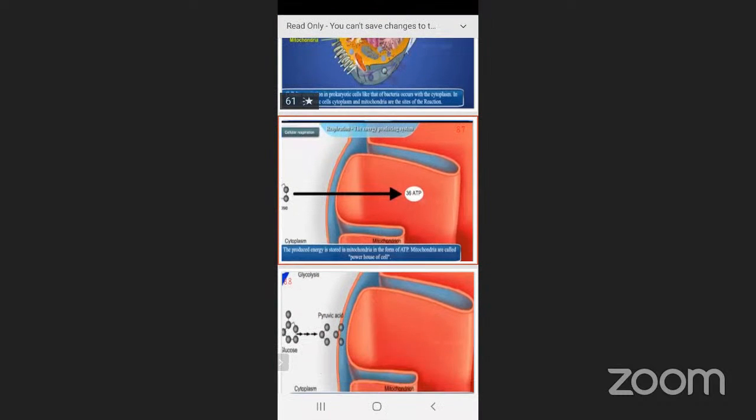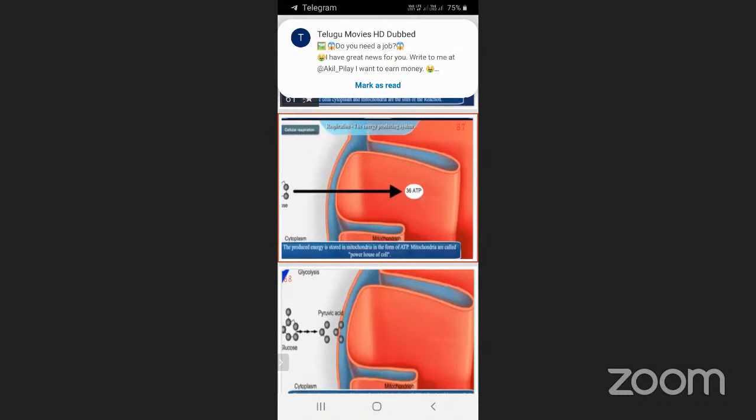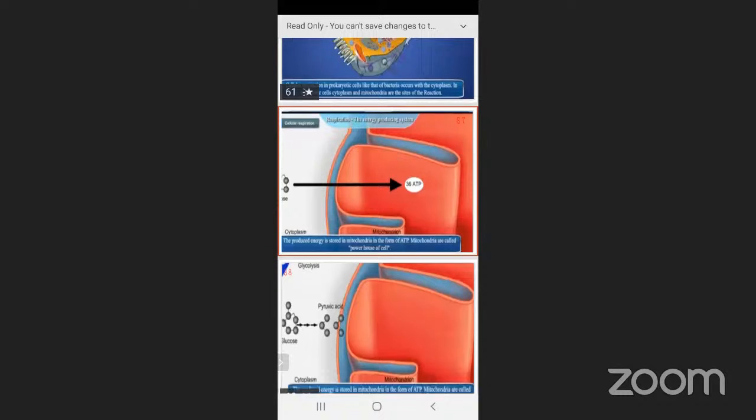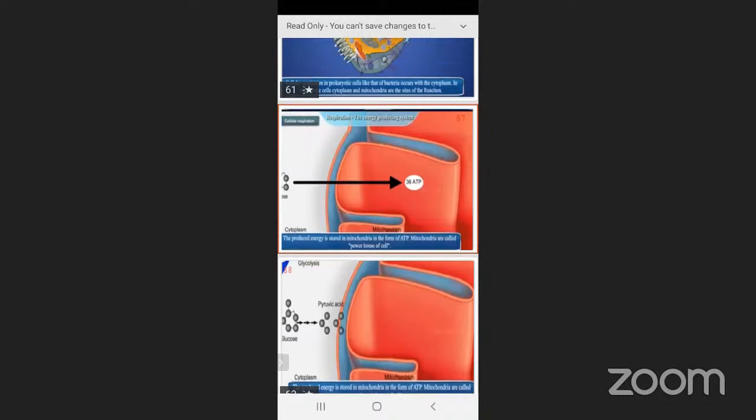Next, the produced energy. The produced energy is stored in mitochondria. As I told you just now, mitochondria is the powerhouse of the cell. Then the total energy will be stored in that mitochondria. So that's why mitochondria is the powerhouse of the cell, and this mitochondria is a cell organelle. So the produced energy is stored in mitochondria in the form of ATP.